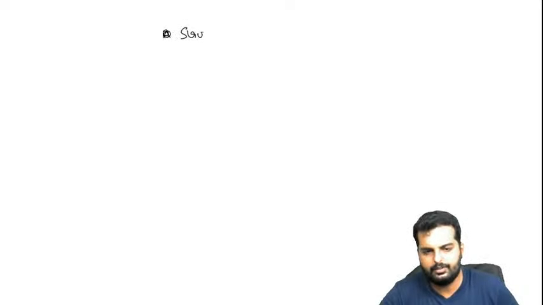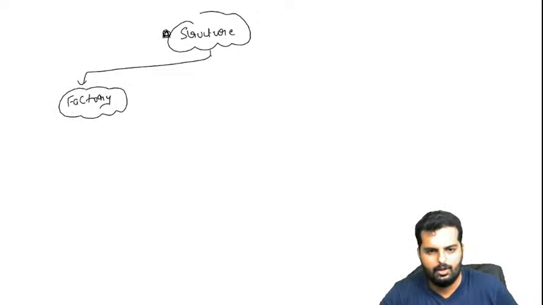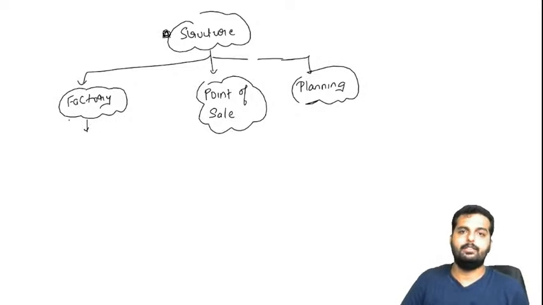So friends, in the previous class, we learned about marginal costing basics. First we started with the structure of the factory. Am I right? Inside the structure, we had a structure of a company in which we had the factory. After factory, we had the point of sale. And after the point of sale, we had the planning department. Am I right? Inside factory, we had the following. What were the following coming inside factory?